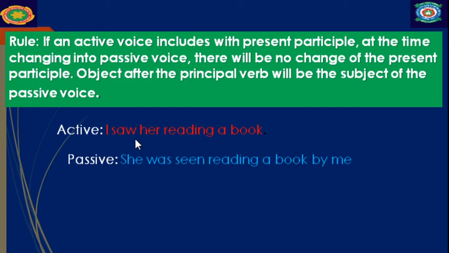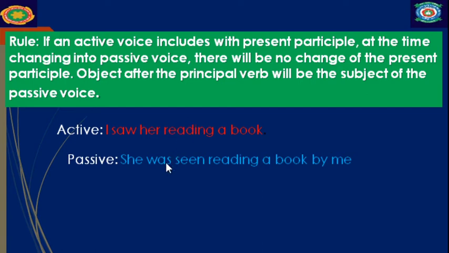That means her will turn into she, and it's past indefinite. So here the auxiliary verb will be was or were, but here she is singular, so it will take was. She was seen. She was seen reading a book by me. You can notice that here reading will not change. It's completely constant, not variable. Its position will not change in this case.